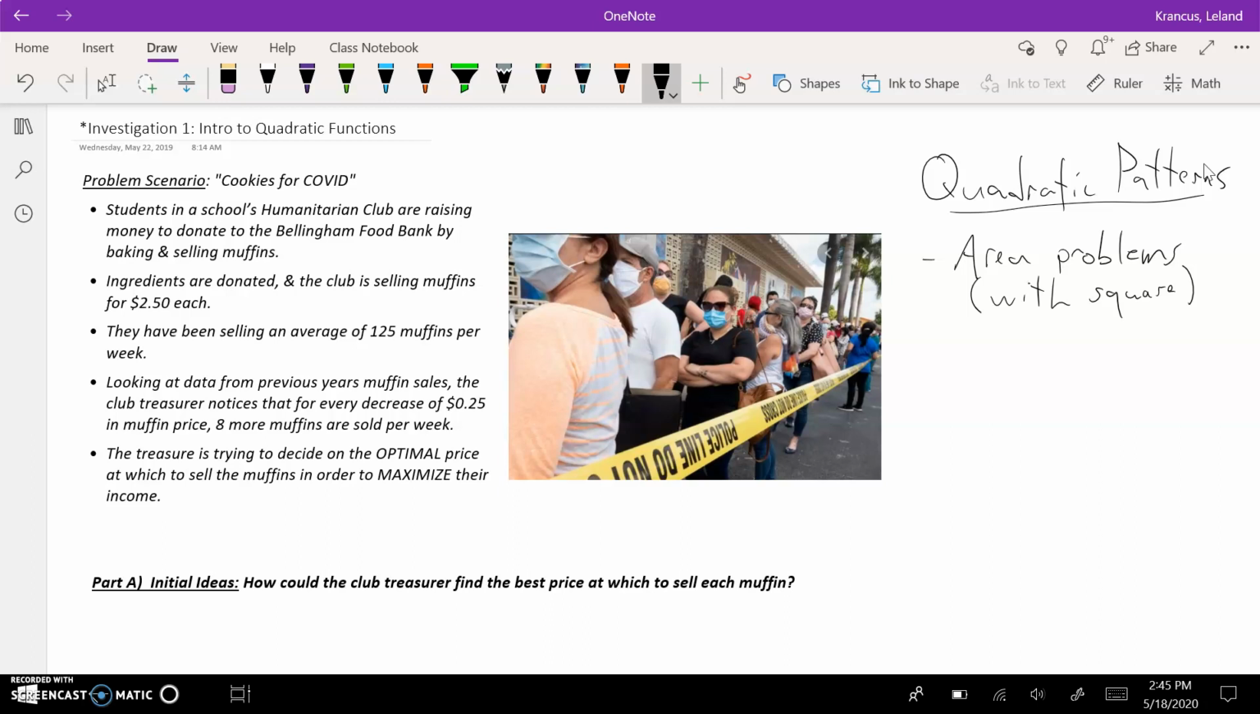Another situation where we see quadratic patterns is what is called projectile motion. So think about a basketball flying through the air. Any object where something is moving and its motion is being influenced by gravity involves a quadratic pattern. So quadratic patterns are actually some of the foundations for how we land rovers on the moon and on Mars, because those things are moving according to gravity.